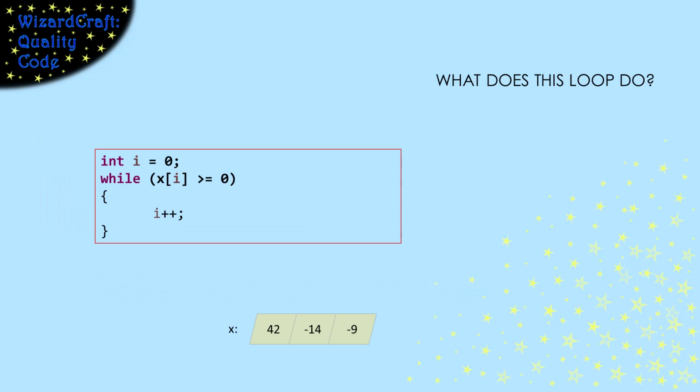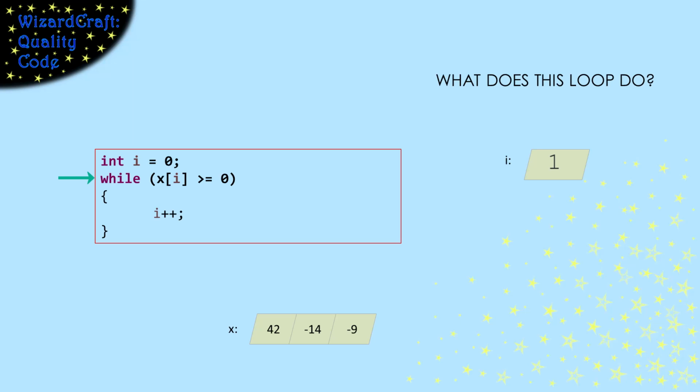To see why that matters, let's look at an example. This is a sentinel-controlled loop that is walking through an array, and it will stop when it sees the first negative number. Let's be the machine to see how it works. We start by declaring I and giving it a value of 0. Then the loop checks what's in x sub 0. That's 42, which is greater than 0, so we do what's in the loop. That I++ is an increment operator, so the value of I will get bigger by 1. So now it's 1.